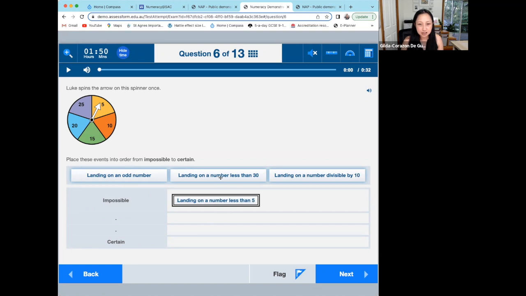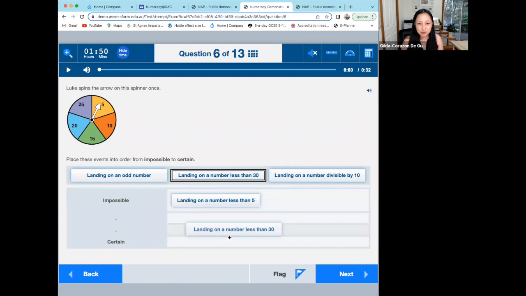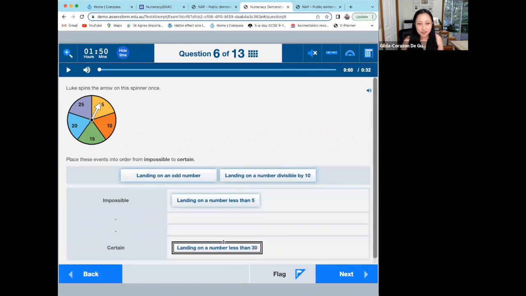It says landing on a number less than 30. If it's landing on a number less than 30 and all of them would be less than 30, then if you think that this should go here under certain, then you're correct. Okay, so this time we'll just be comparing these two.